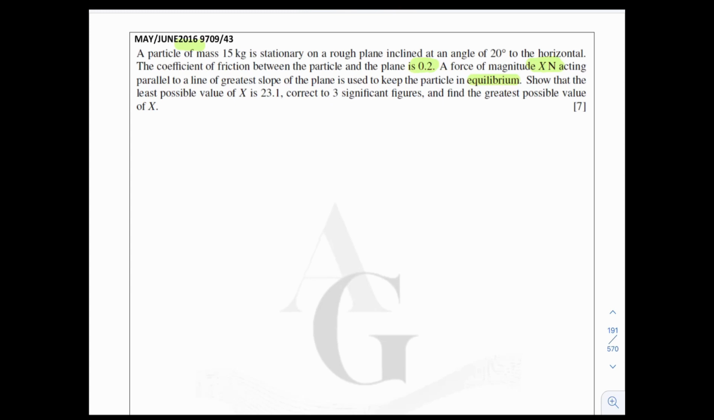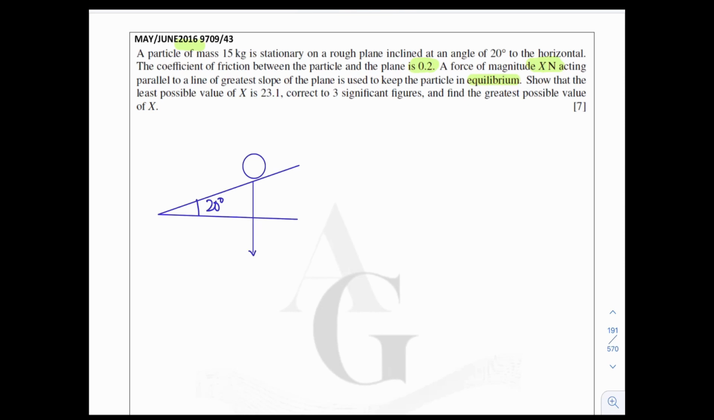Show that the least possible value of X is 23.1, correct to 3 significant figures, and find the greatest possible value of X. Let me sketch the diagram. So it's an inclined plane with 20 degrees to the horizontal. So for that particle, it's 15 kg.